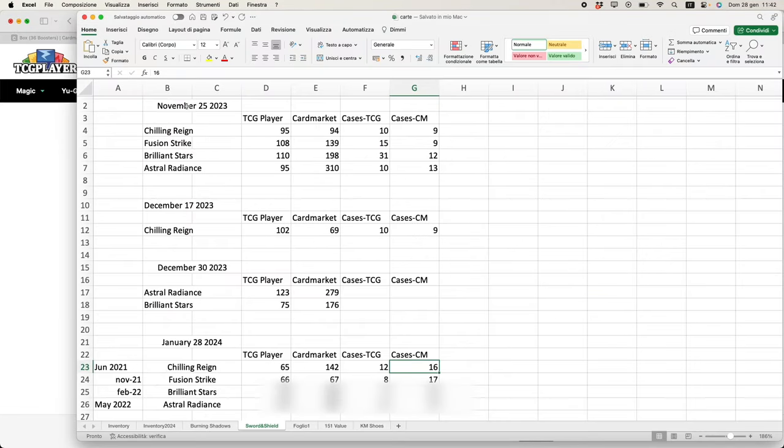Fusion Strike, November 25th, again, 2 months ago. TCGPlayer, 108 boxes. Cardmarket, 139. If we look at today, look at this. TCGPlayer, 66 boxes. Cardmarket, 67. So basically, on the European market, we see the number of boxes reduced to half of what they were. And we're pretty close as well on TCGPlayer. And also the number of cases, at least on TCGPlayer, came down to 8 from 15. So we do see a significantly smaller amount of boxes available.